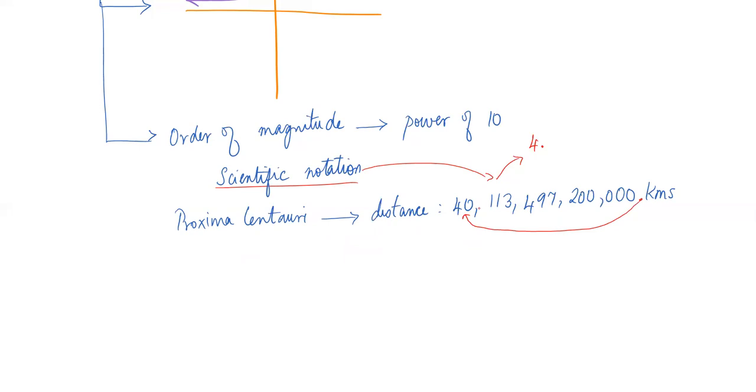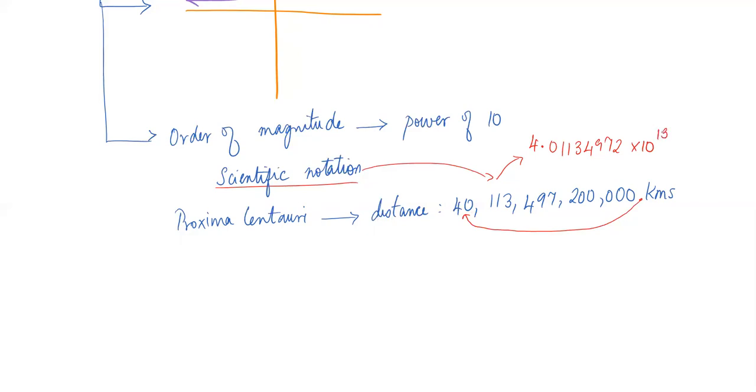So what happens here is I'm bringing this decimal point between 4 and 0. So 0, 1, 1, 3, 4, 9, 7, 2. And you don't really need to have those trailing zeros, right? Because you put the decimal point here and then count the number of spots you moved to get here. So 1, 2, 3, 4, 5, 6, 7, 8, 9, 10, 11, 12, 13. You moved 13 spots. So it's 10 power 13.